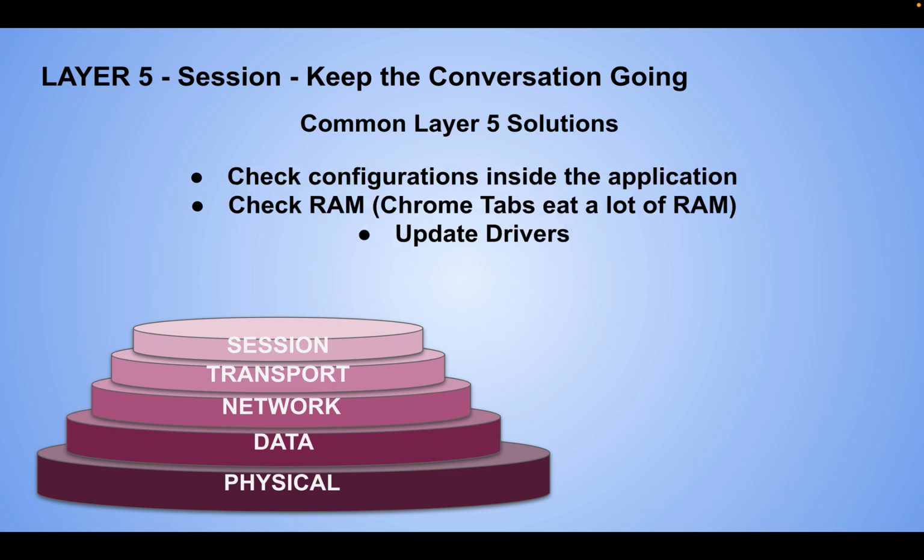So solutions for Layer 5 often involve things such as checking configurations inside the application itself for session-related settings. Also checking RAM. Sometimes applications struggle to maintain sessions if they're resource starved. If you see someone having trouble and they have lots of Chrome tabs open, closing the tabs can often free up enough resources to reestablish a session. And ensure drivers are updated. They can impact how applications manage sessions, so using Image Assistant here can be beneficial.